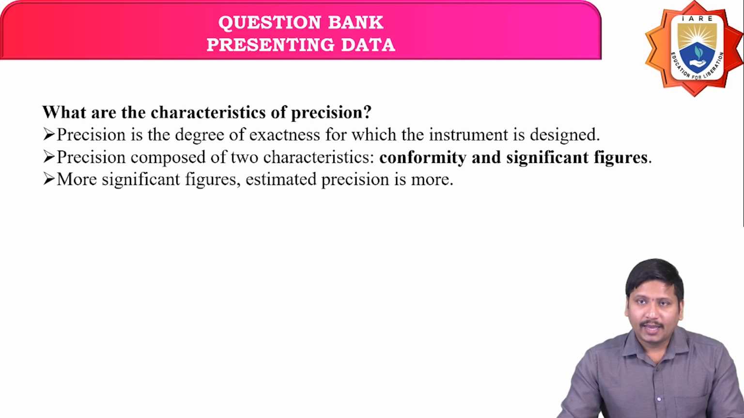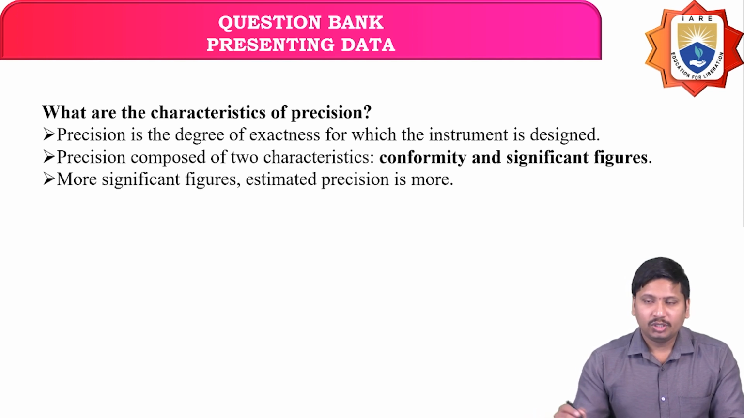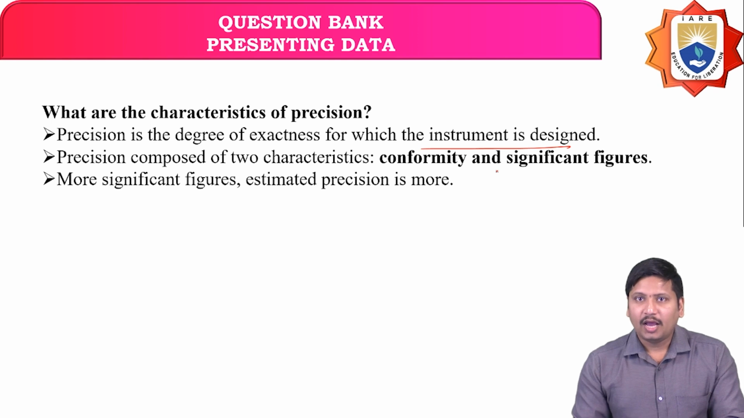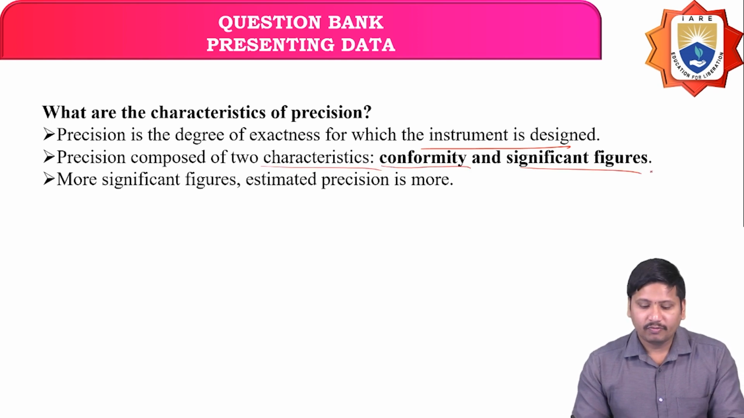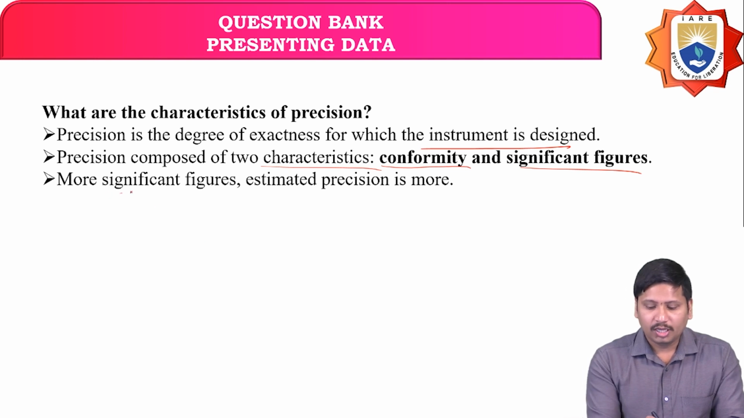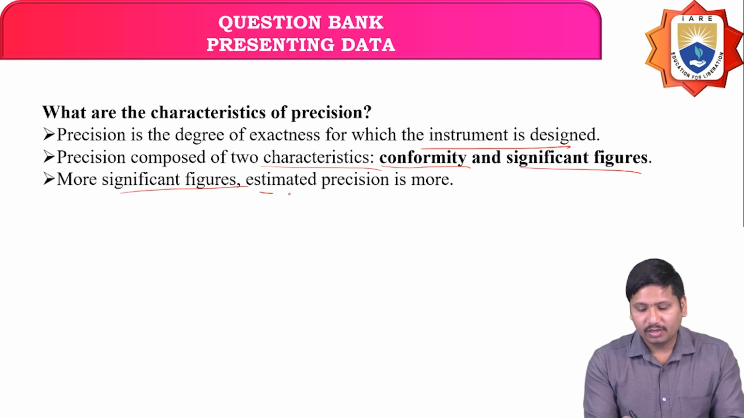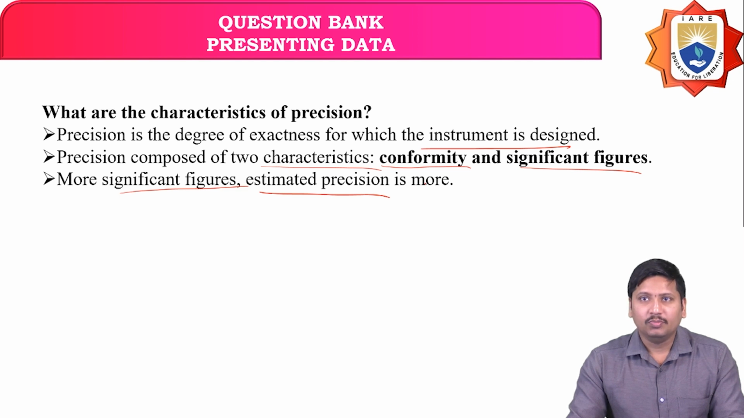Next, what are the characteristics of precision? As I said just now, precision is a degree of exactness for which the instrument is designed, and the characteristics of precision are conformity and significant figures. Mostly the significant figures and estimated precision matter more.